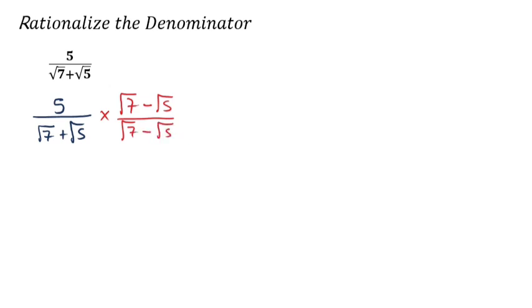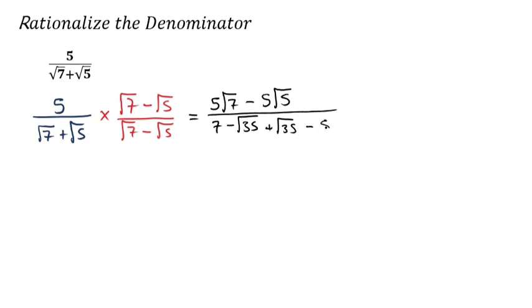So if we do the multiplying, we're going to say 5 times root 7 is 5 root 7. 5 times root 5 is 5 root 5. In the denominator there, root 7 times root 7 is 7. Root 7 times root 5 is the root of 35. Root 5 times root 7 is positive, the root of 35. And lastly, root 5 times root 5 is 5.